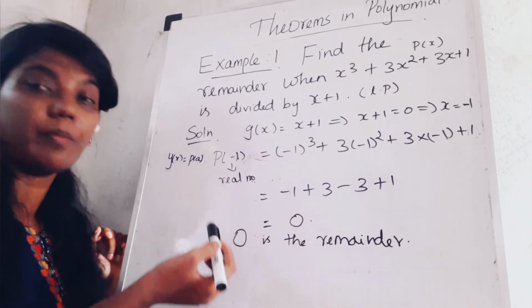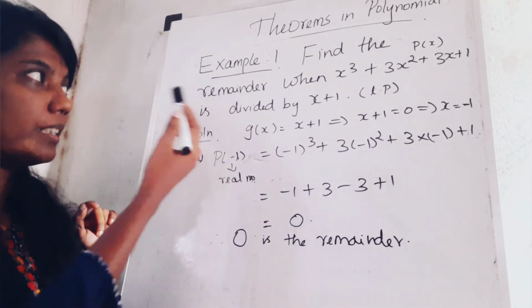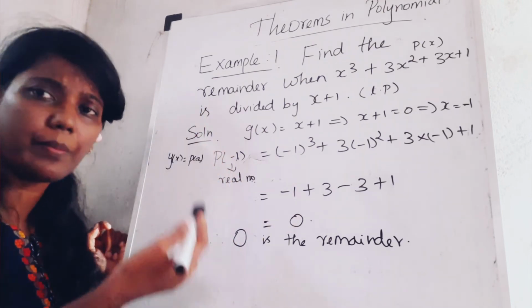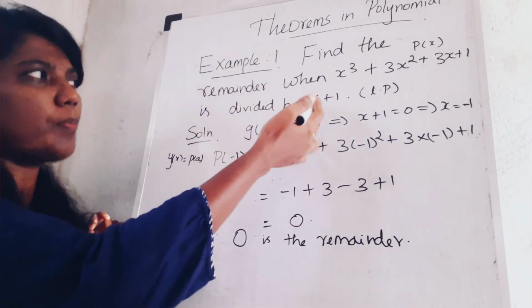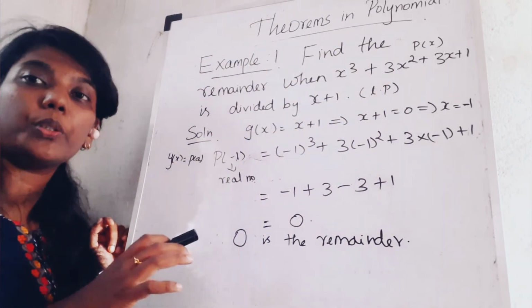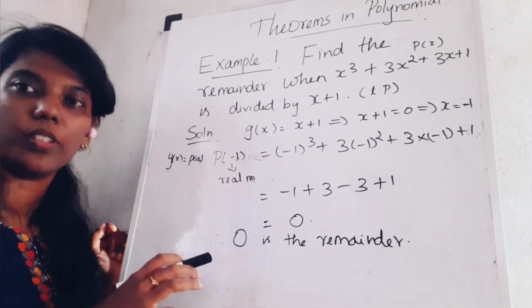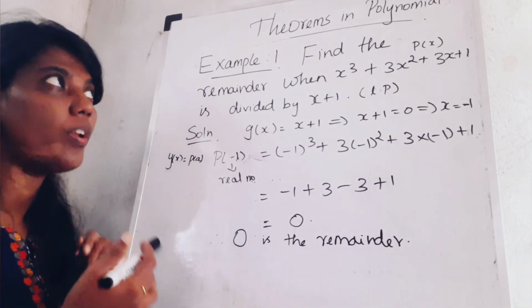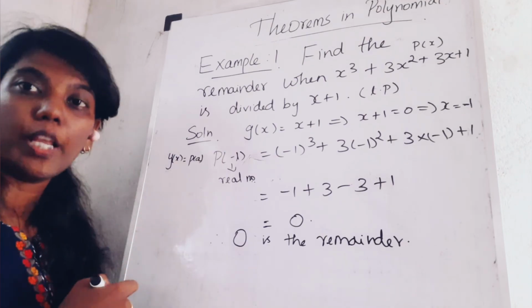The remainder theorem is used when we want to find the remainder, and we got the remainder as 0 here. That means this linear polynomial divides the given polynomial exactly. Through the remainder theorem, we found the remainder is 0. So this is how we find the remainder for the given polynomial using the remainder theorem.